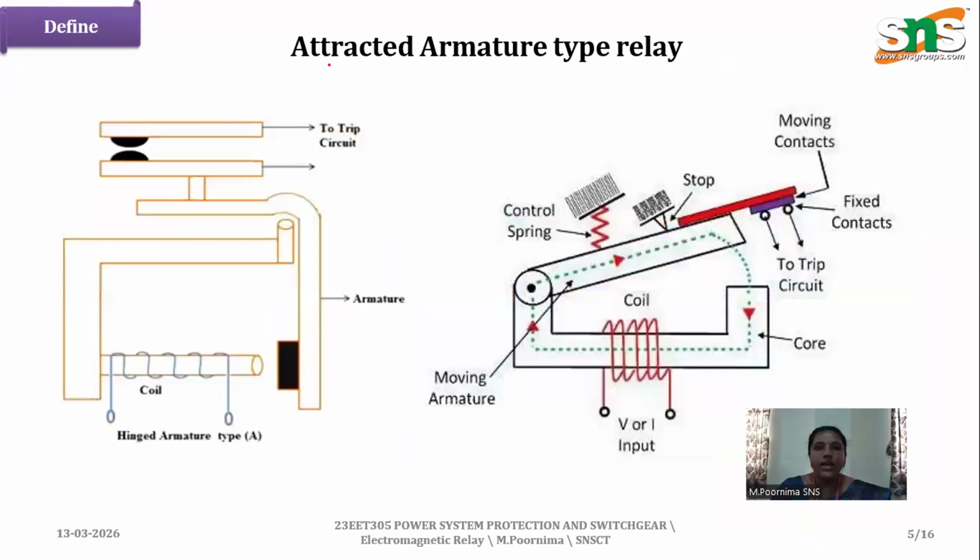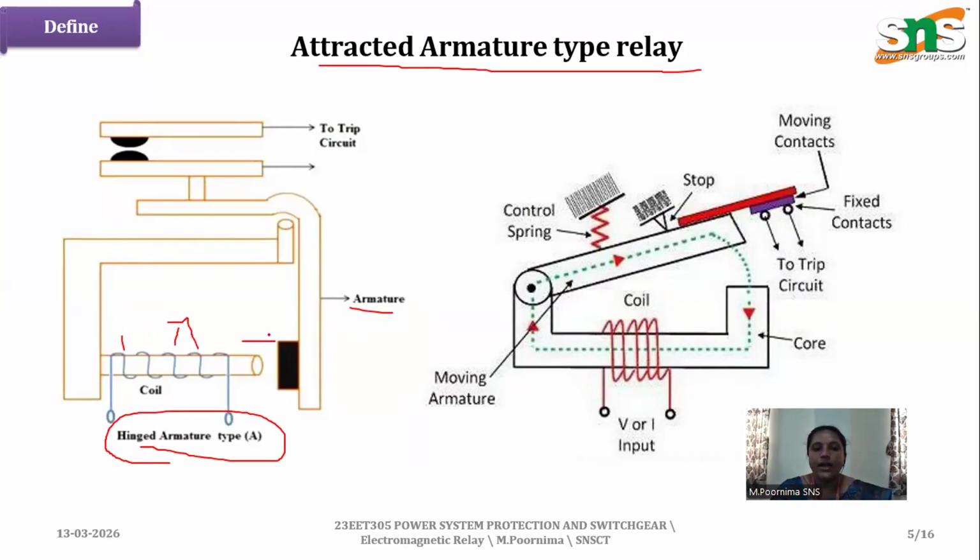Here we have another type of attracted armature type, the hinged armature type. Once the coil gets energized, the armature is attracted. Once it is attracted, it gives a signal to trip the circuit. The contactor closes, which trips the circuit.